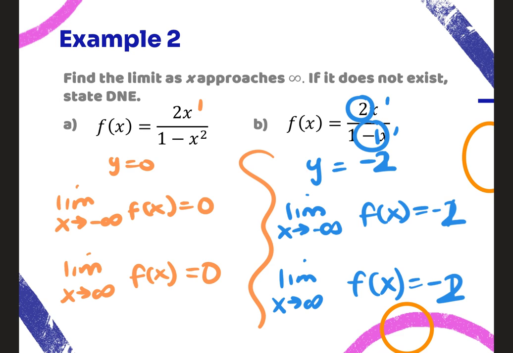One of the 3 scenarios. So top is bigger, doesn't exist. Top is smaller, 0. Top is equal, the leading coefficient. Yep, the same way you find the horizontal asymptote. The horizontal asymptote is the end behavior.